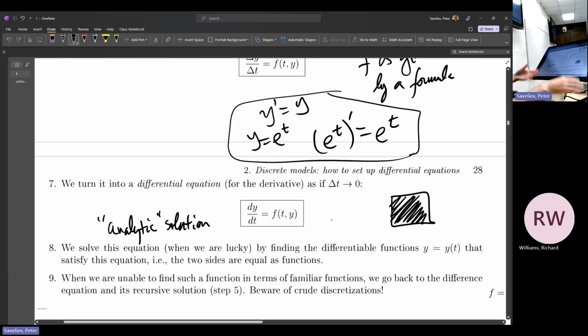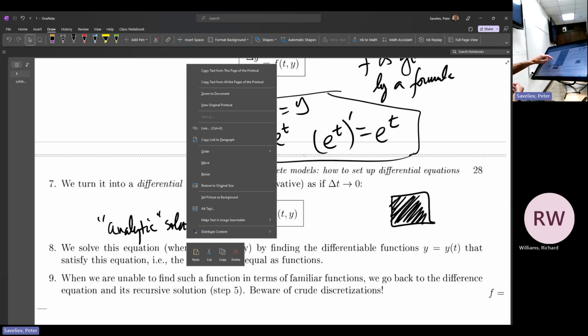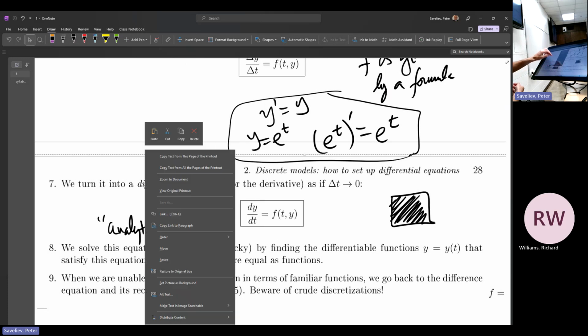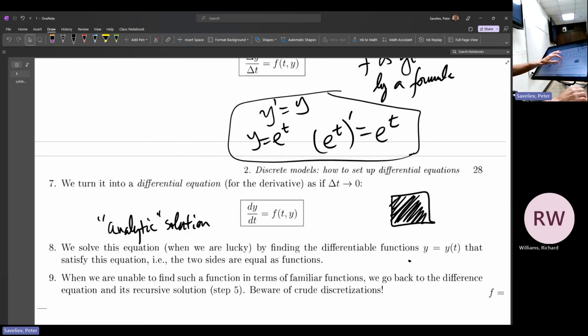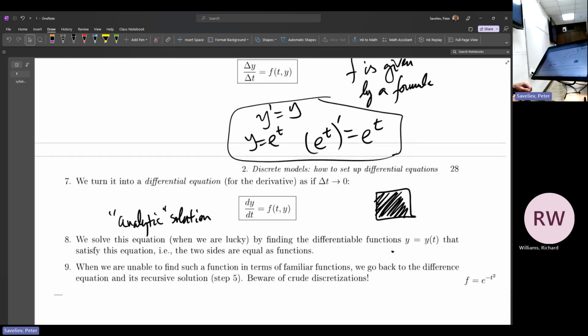Okay, so just like you plug x equal 1 into the equation x squared is equal to 1 to confirm that everything is fine. And then when we're unable to find such a function in terms of familiar functions, we go back, in circular fashion, to the difference equation in our recursive formula in order to produce another recursive solution, which may or may not break down. So we have to watch out for certain things.